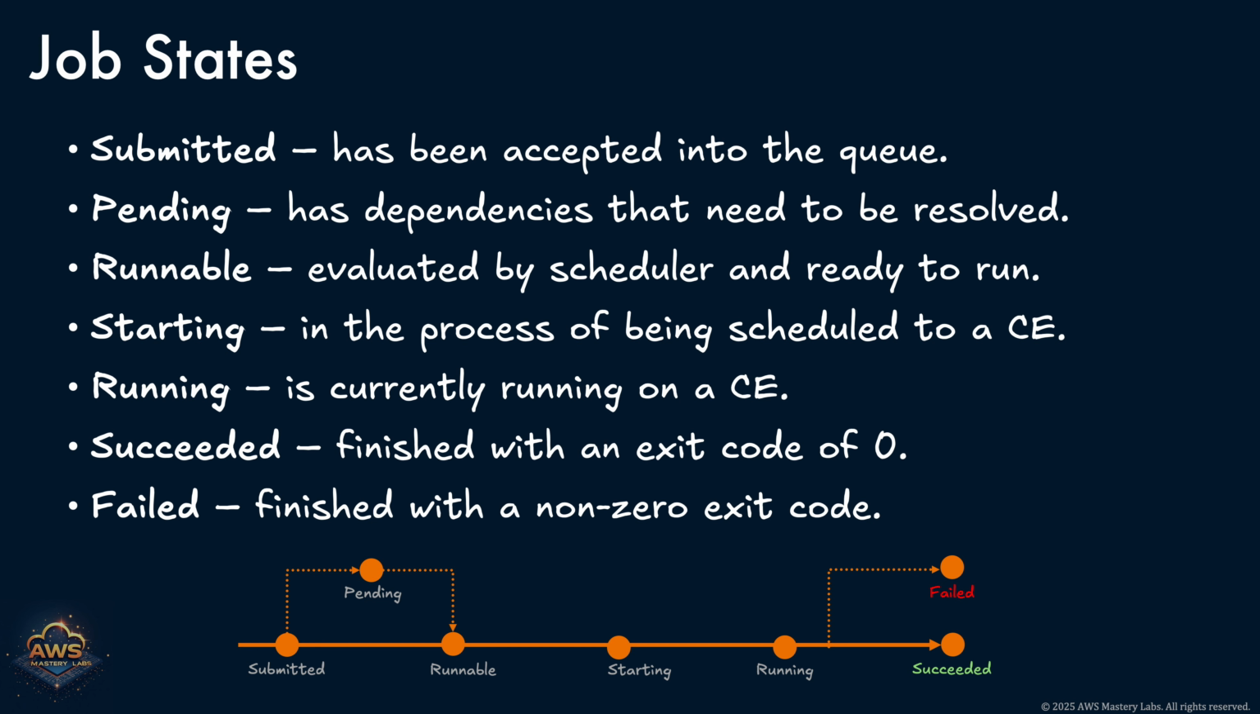After execution, the job will reach one of two terminal states, succeeded or failed. A succeeded state means the job completed normally, returning an exit code of 0. This typically indicates that the workload ran as expected. On the other hand, a failed state means the job exited with a non-zero code, which could point to runtime errors, container issues, or misconfiguration.